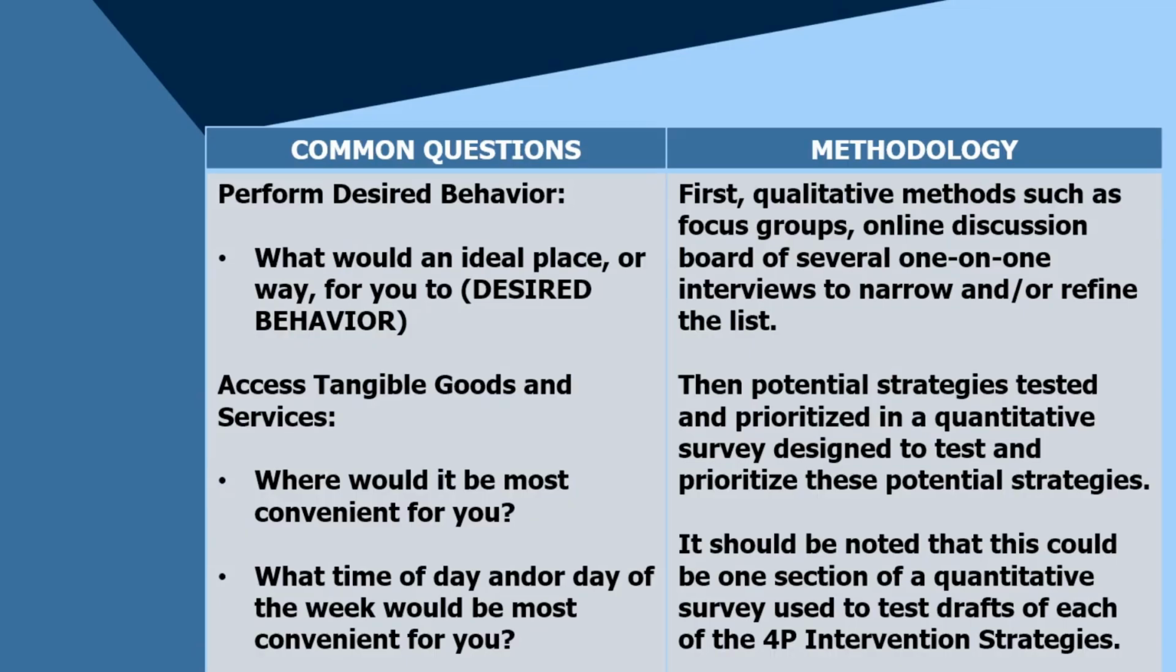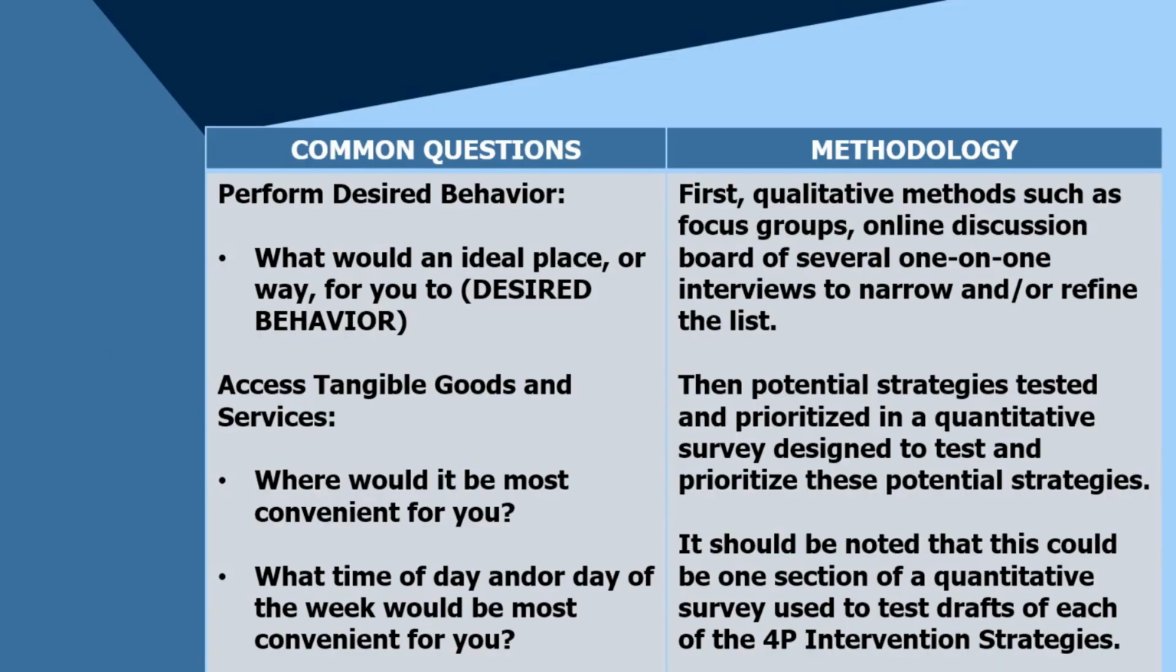Common questions to help determine this begin with, for performing the desired behavior, you would ask, what would an ideal place or way be for you to do this? Then, to access tangible goods and services, a question like, where would it be most convenient for you to get these? And what time of day or day of the week would be most convenient for you?